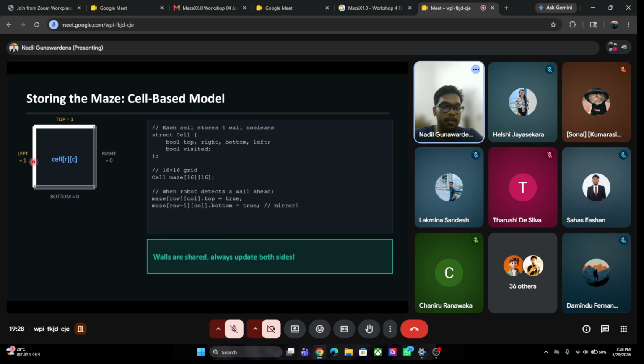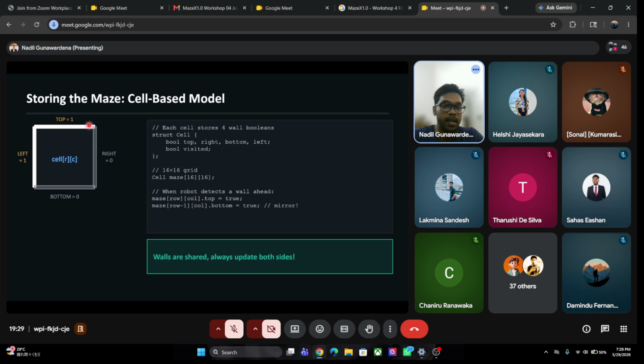Yeah, it is this one. So these are the walls. When the robot is in a cell, let's call it R and C, where R represents the row that the micro mouse is in, and C represents the column it is in.